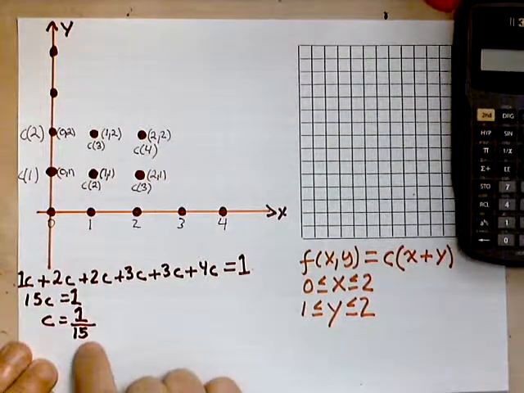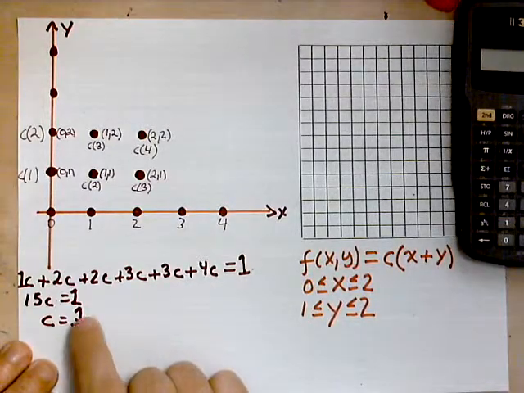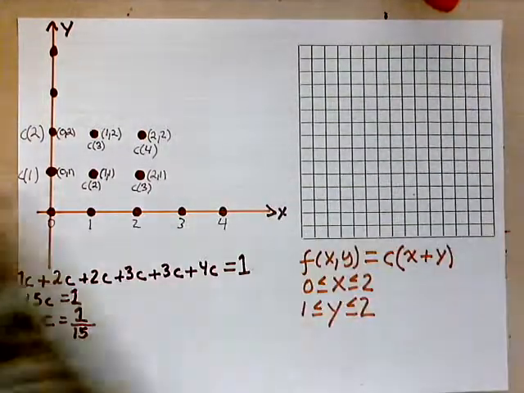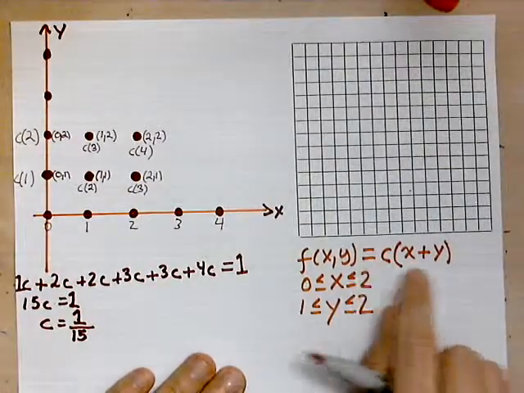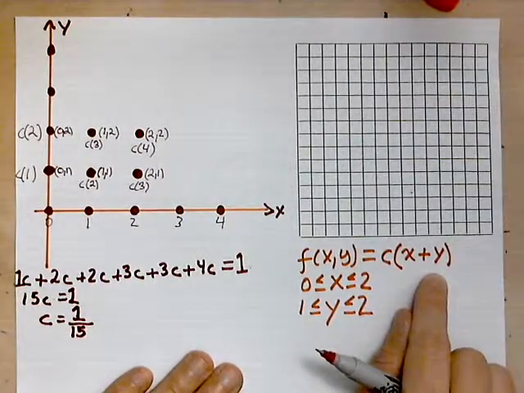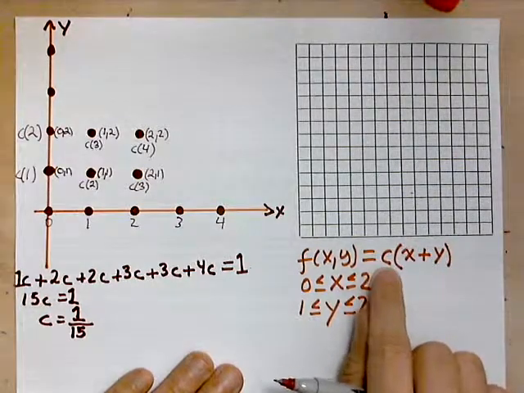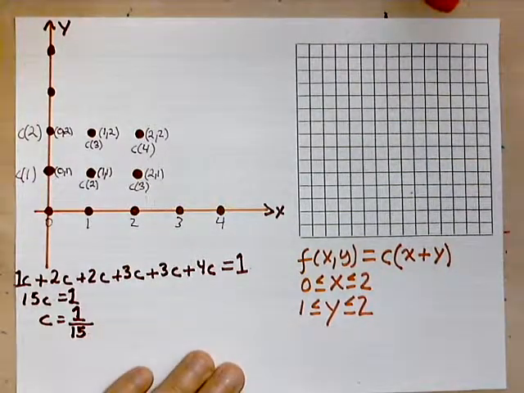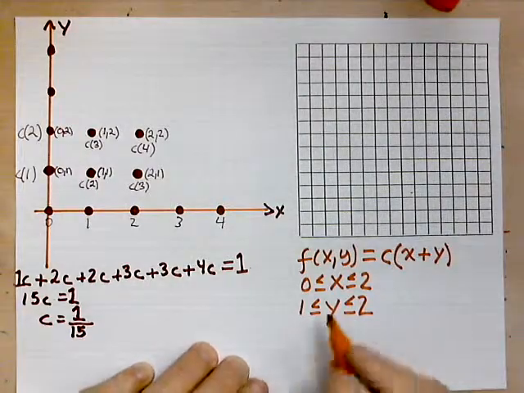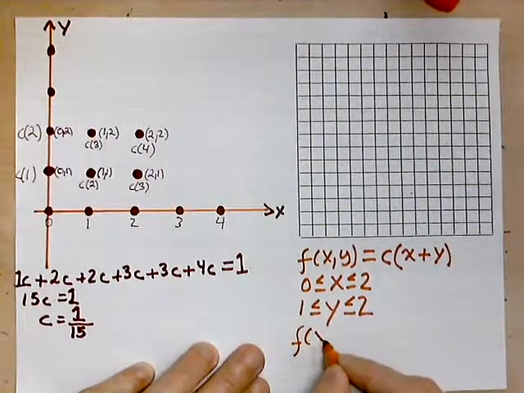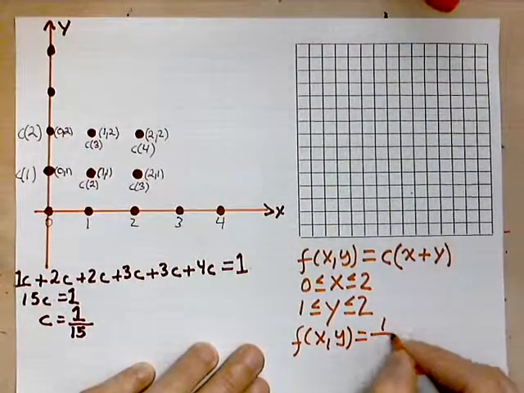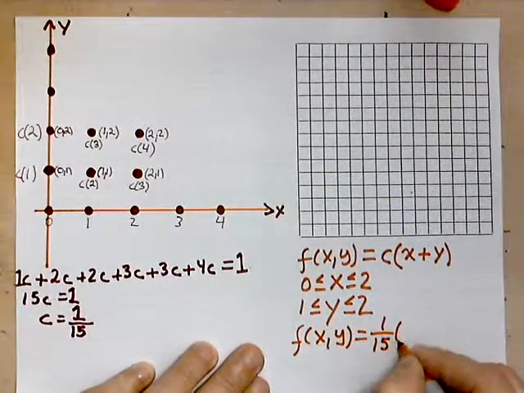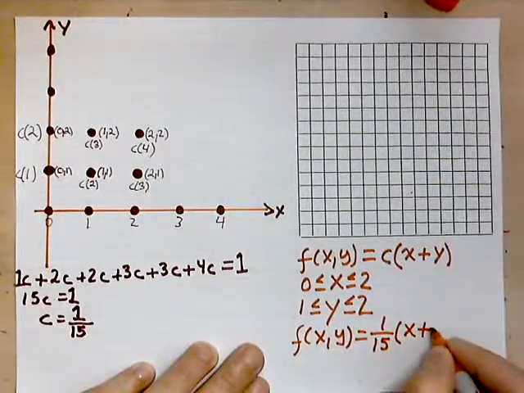Once we find the c, and we find it in this case to be 1 over 15, we can take our function and rewrite it in the more concrete form, replacing c with 1 over 15. So let's do that now. F of x, y equals 1 over 15 times x plus y.